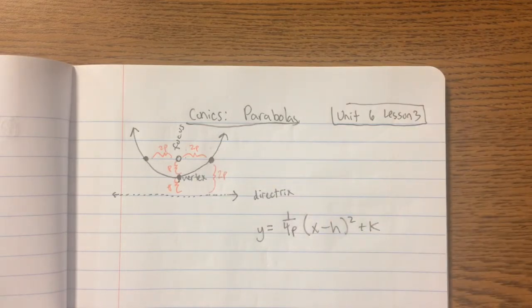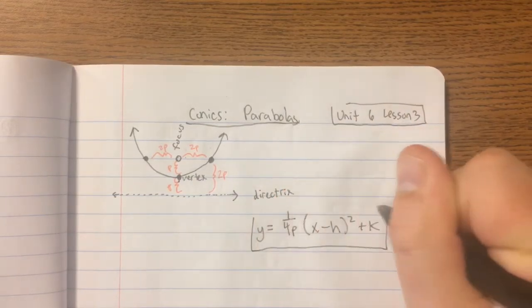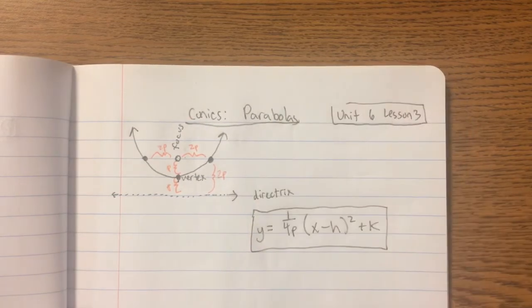So a lot of times when you're graphing these, if I give you an equation like this, your first step is going to be to identify h, k, and p, and then you can go to work plotting everything out. Any questions about that one?